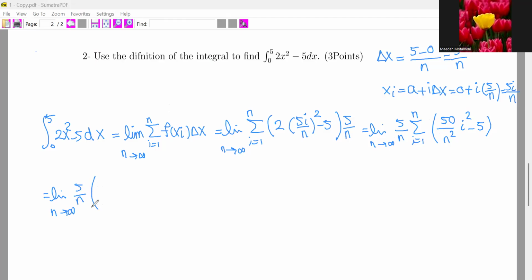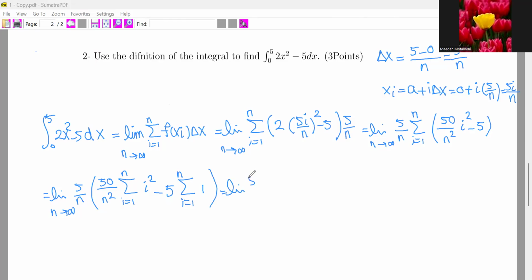But according to the properties of sigma, we can bring out 50 over n squared because it is not related to i. So it will be i from 1 to n here, i squared inside sigma minus 5 and sigma of nothing means 1, i equals 1 to n, according to the properties of sigma. If you think you don't remember, you can review that.